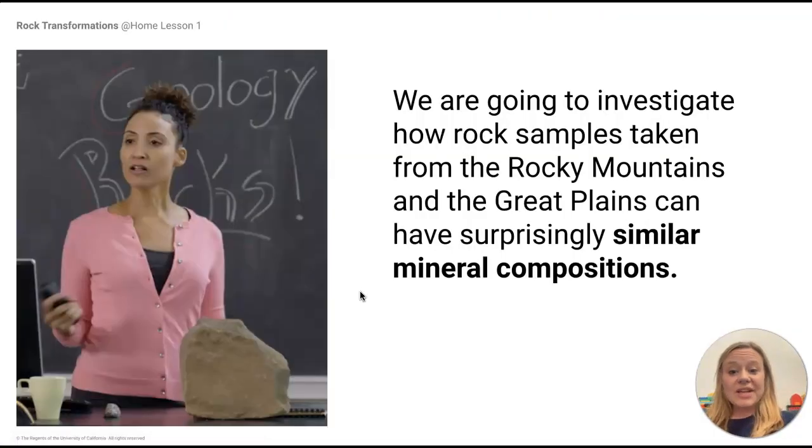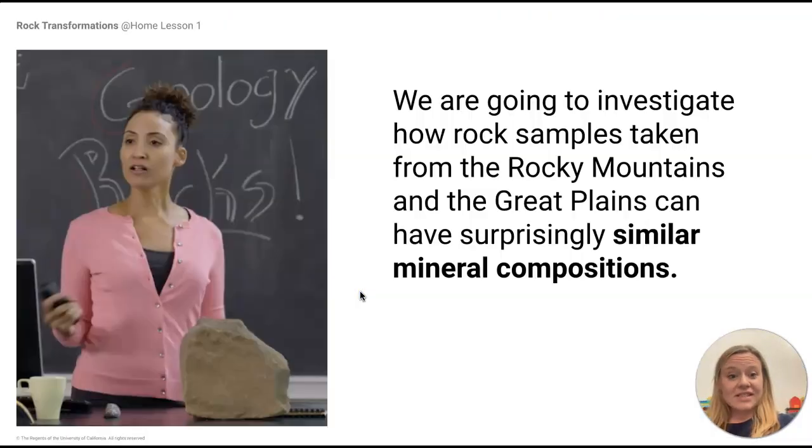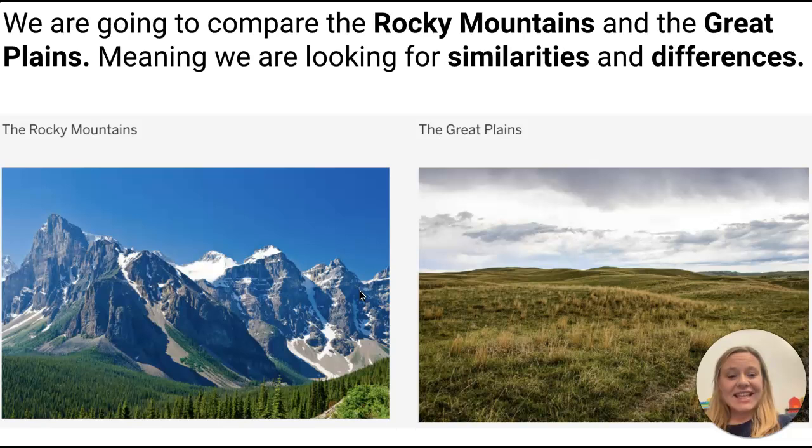So we are going to be looking at how the hand samples from the Rocky Mountains and the Great Plains had similar mineral composition, yet, as we can see, they come from very different places. So the first thing that we're going to do is make some comparisons about these by looking at the similarities and the differences.